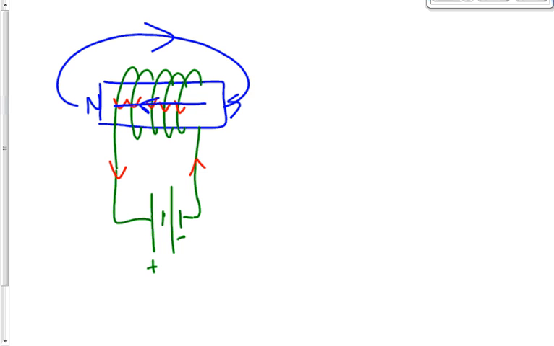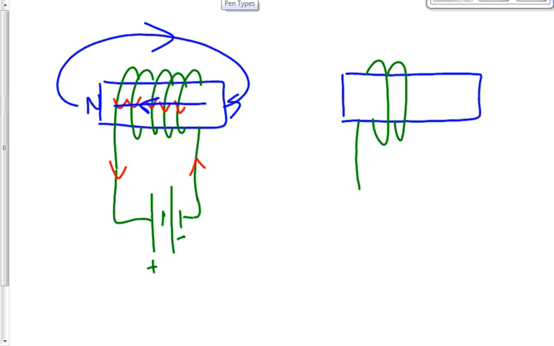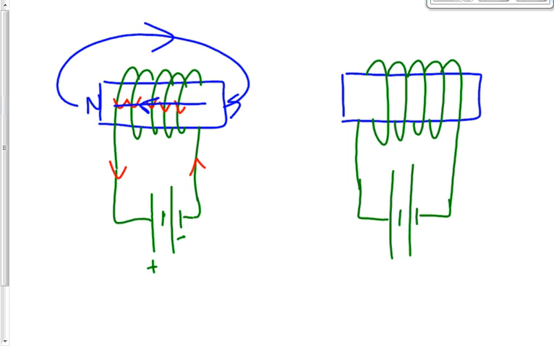How about this one? That's positive, right? That's negative. Left side is positive, right side is negative, just because of the way the symbol for the battery is drawn. Electric current goes the same thing. Oh, it's counterclockwise, right? Same answer, right?